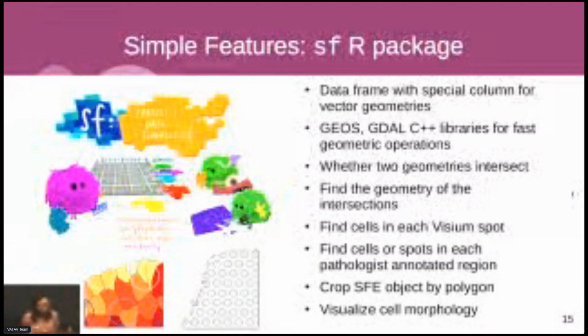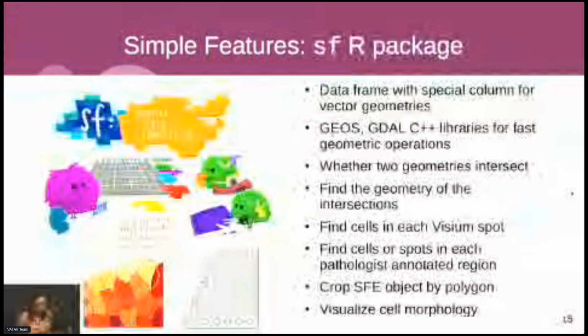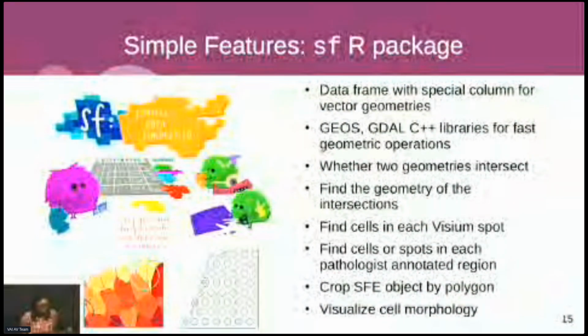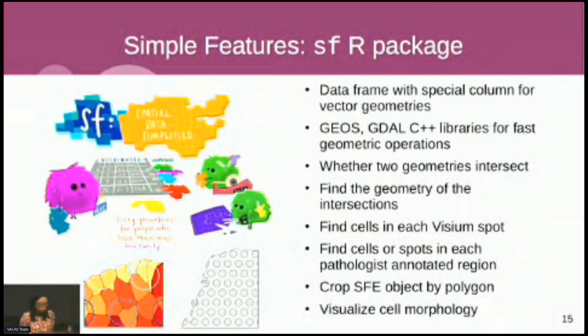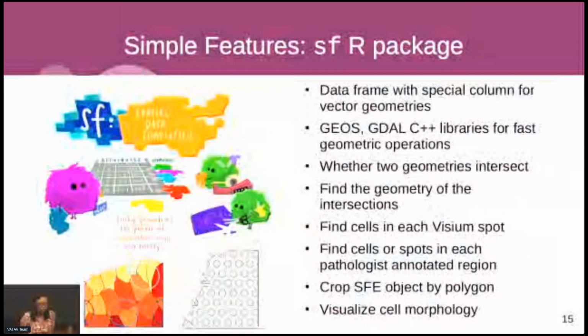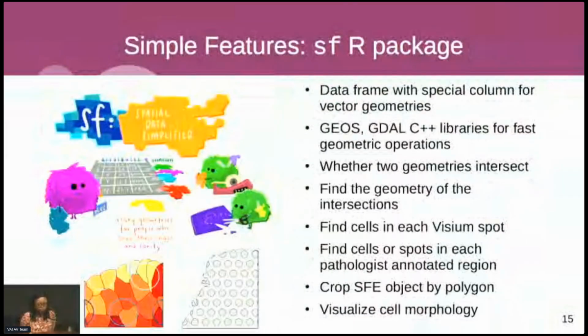In R for vector data, in geography, simple features is a standard way to represent vector geometry data. In R, the infrastructure for simple features is provided by the SF package, but it's really an R interface to a lot of C++ libraries like GEOS, GDAL, PROJ, and S2. And it's those C++ libraries that perform the geometric operations on the data.